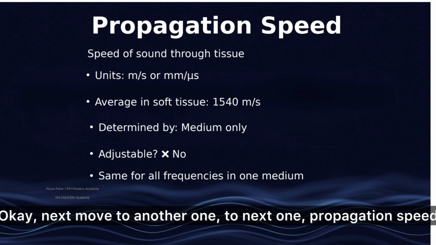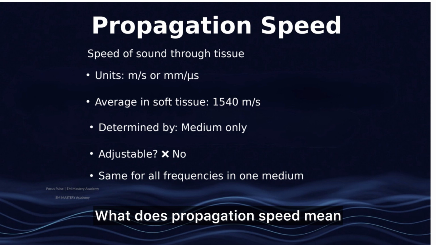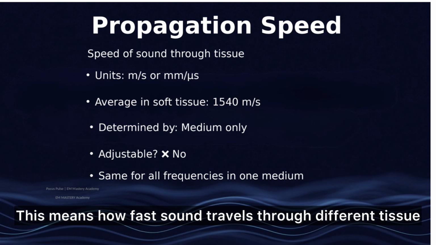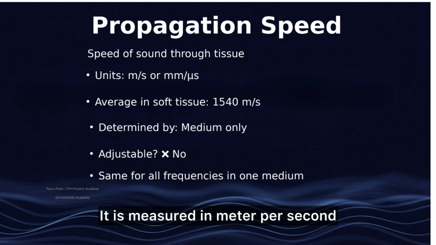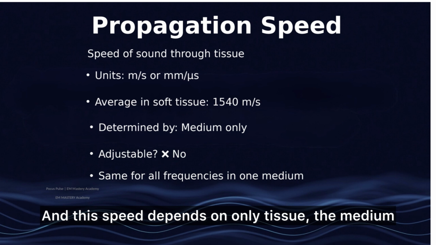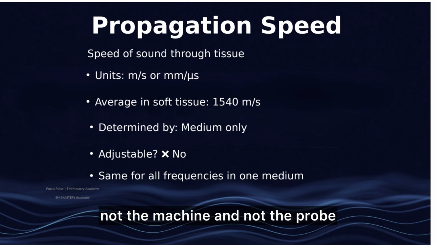Okay, next, let's move on to propagation speed. What does propagation speed mean? This means how fast sound travels through different tissue. It is measured in meters per second. And this speed depends only on the tissue, the medium, not the machine and not the probe.